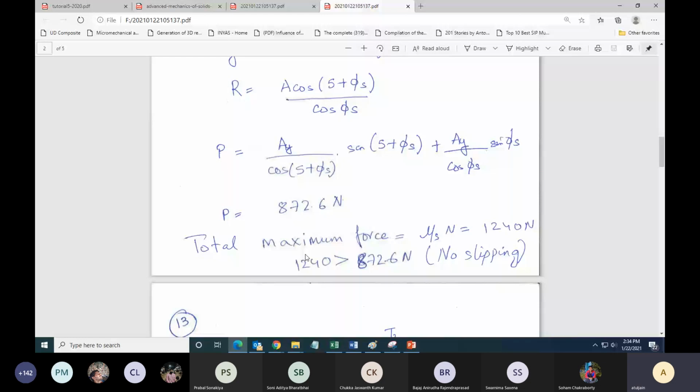The no slipping condition can be satisfied by comparing the value of P with mu s n. If mu s n is greater than P, then the system is not going to slip, or there will be no translation motion. I think this was the question that was asked. Yes, I have checked it in the end that there is no slipping.